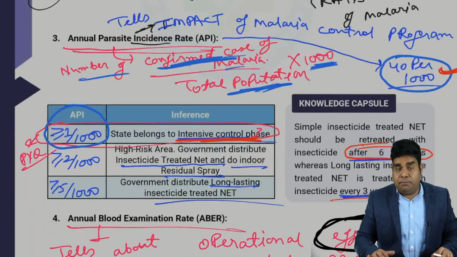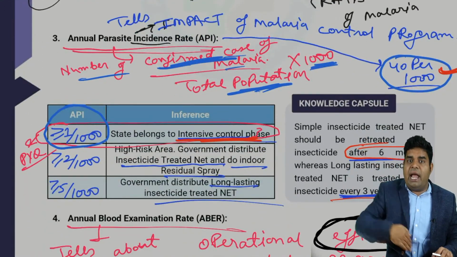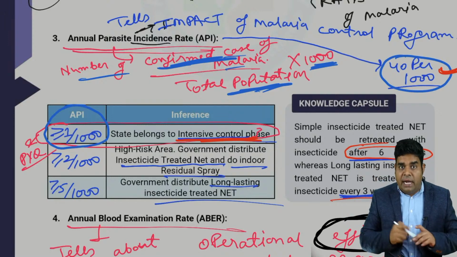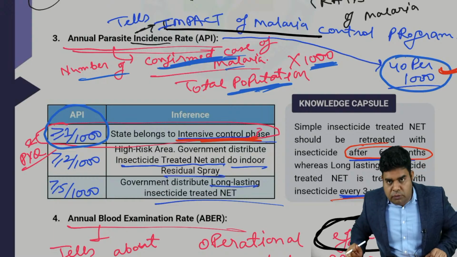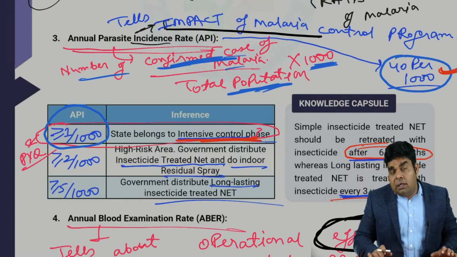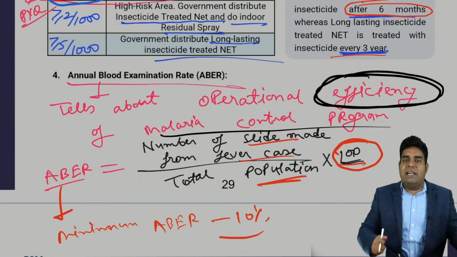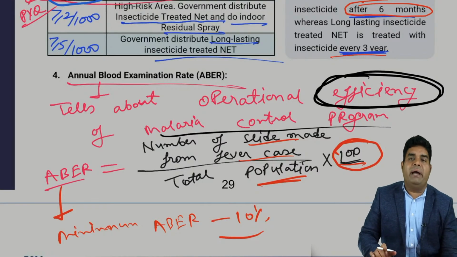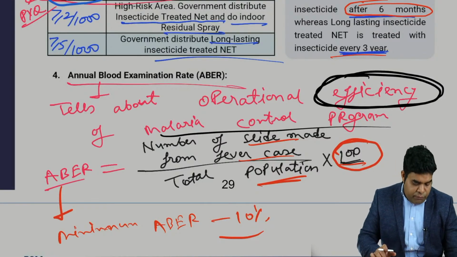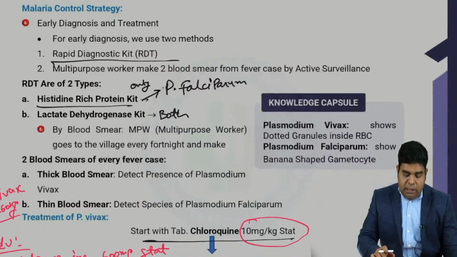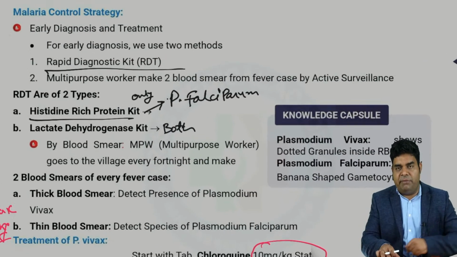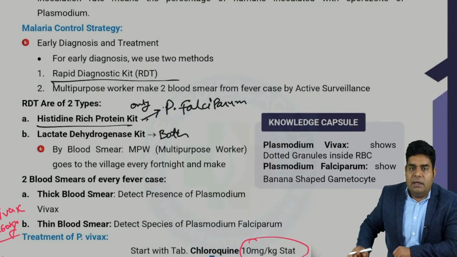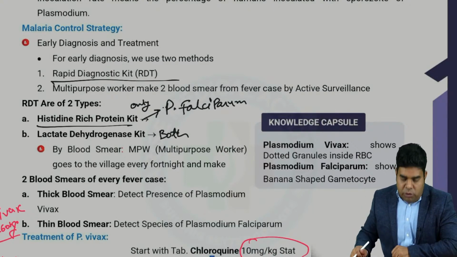Then she detected whether it is decreasing as compared to last year or not. That is why API tells about impact of malaria, whether it is decreasing or not. And last she detected whether people are making slide or not, efficiency of program by ABER. So these are the 4 ways of detecting the burden or spread of malaria, recent transmission by infant parasite rate, and then impact by API also.